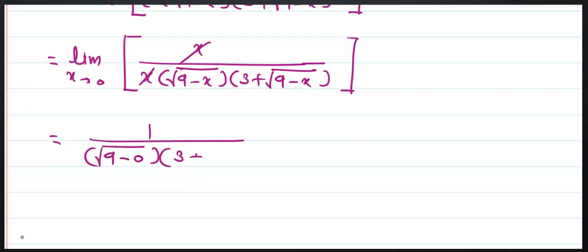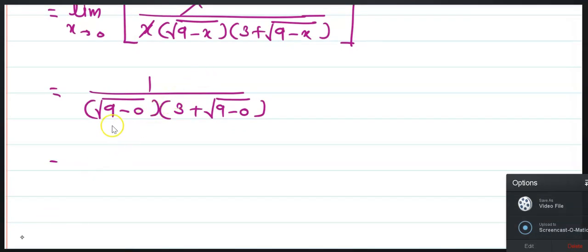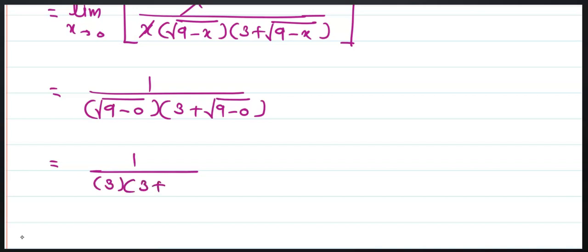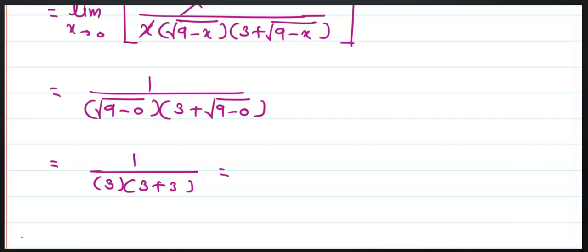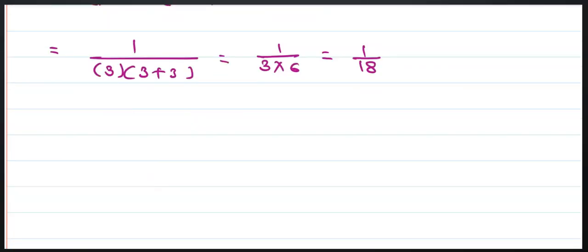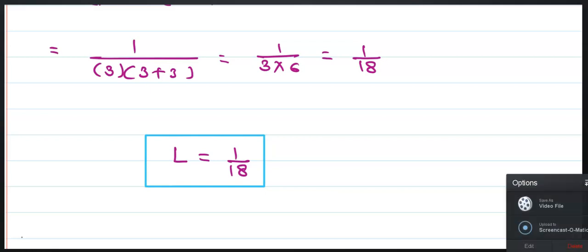Therefore, taking the limit as x tends to 0, x is replaced by 0: root of 9 minus 0 into 3 plus root of 9 minus 0. Therefore you will get 1 upon 3 into (3 plus 3). 3 plus 3 is 6, 6 into 3 is 18. In this way we have completed this exercise. Now we'll see in the next video. Till then, goodbye.